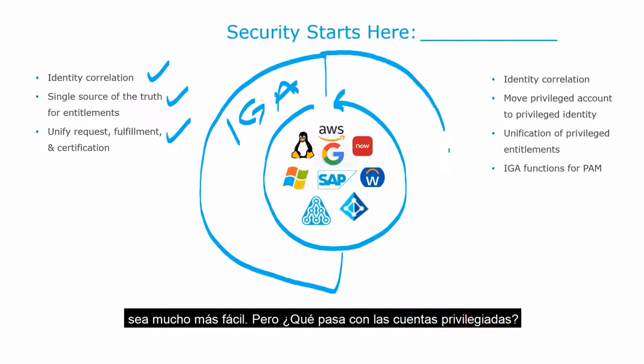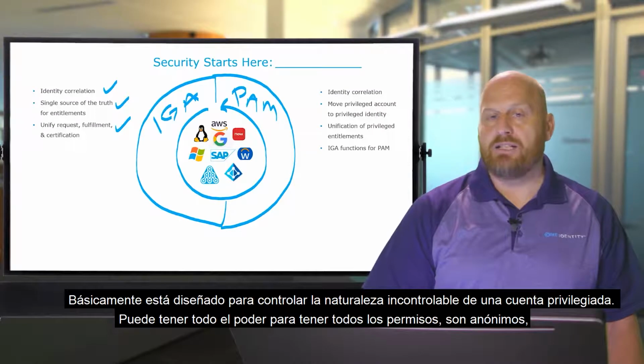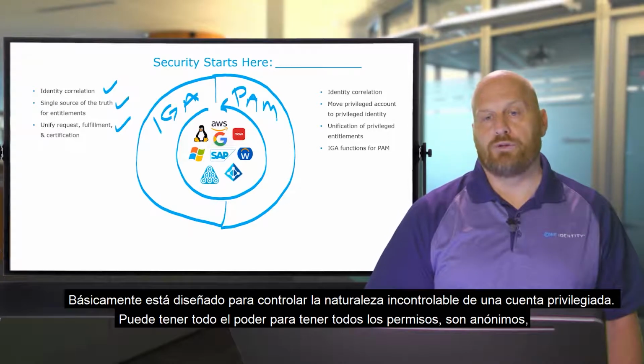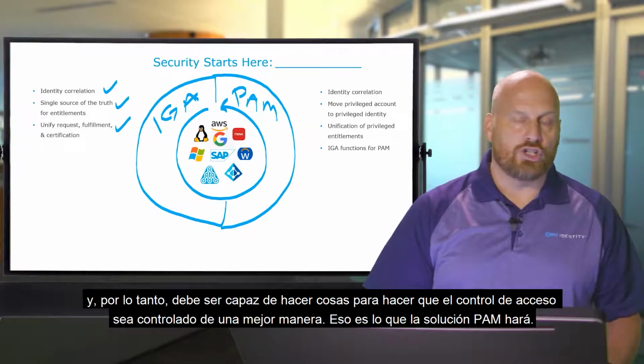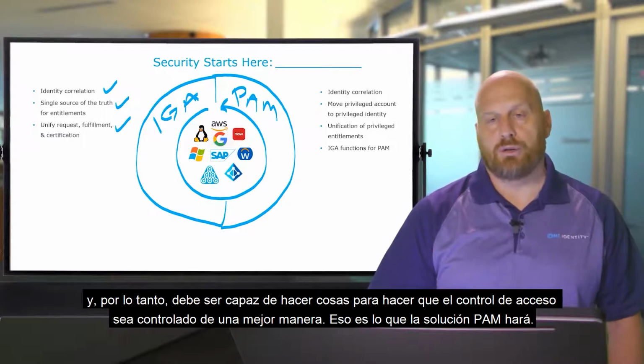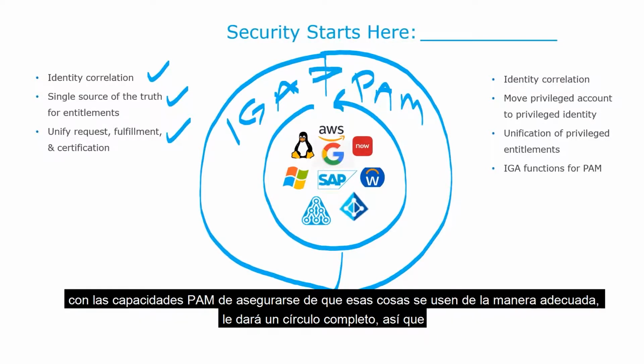But what about the privileged accounts? So most people implement what's called a PAM solution, Privileged Access Management. It's basically designed to control the uncontrollable nature of a privileged account. They have all power, they have all permissions, they're anonymous, and so you need to be able to do things to make that access controlled in a much better manner. That's what a PAM solution will do. So combining the IGA capabilities of request, fulfillment, and certification with the PAM capabilities of making sure that those things are used in the appropriate way is going to give you a full circle.